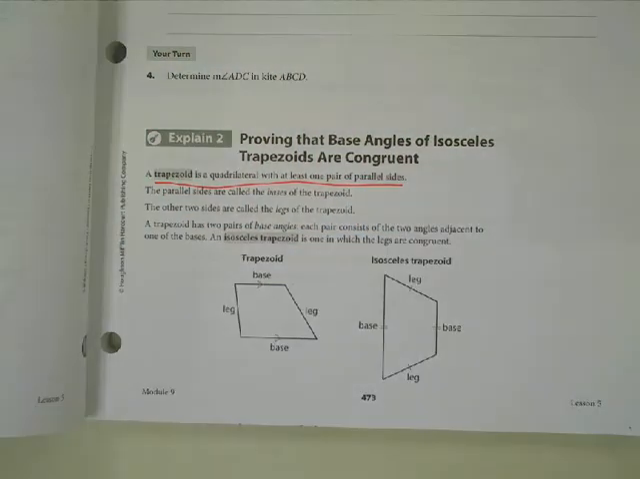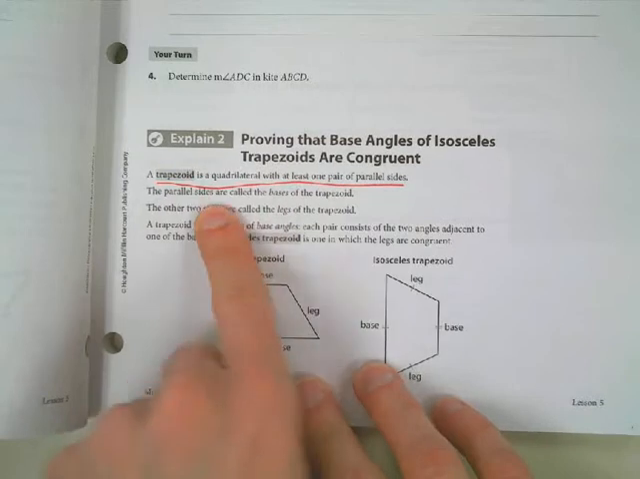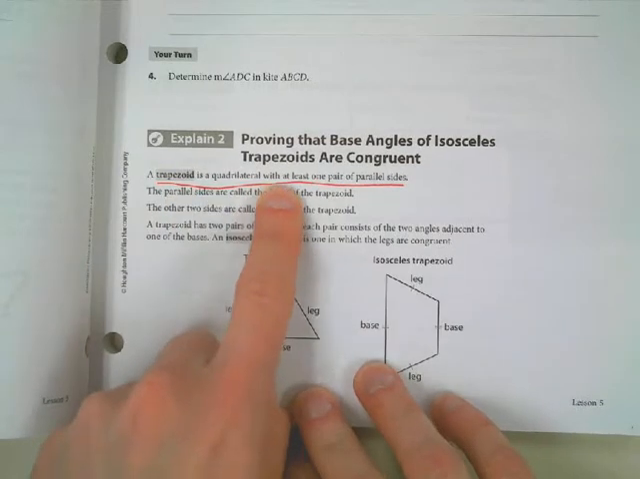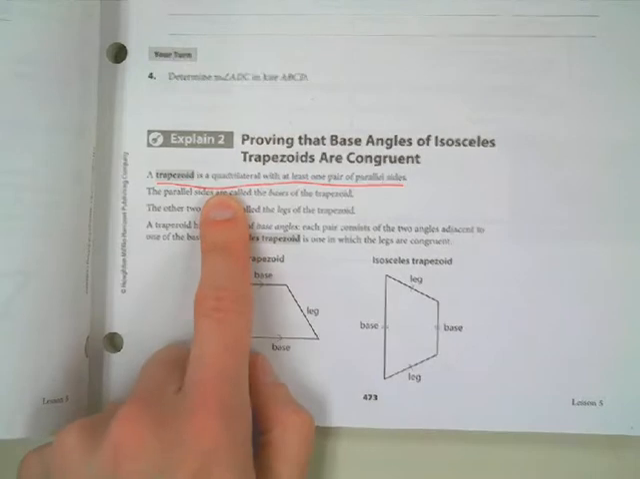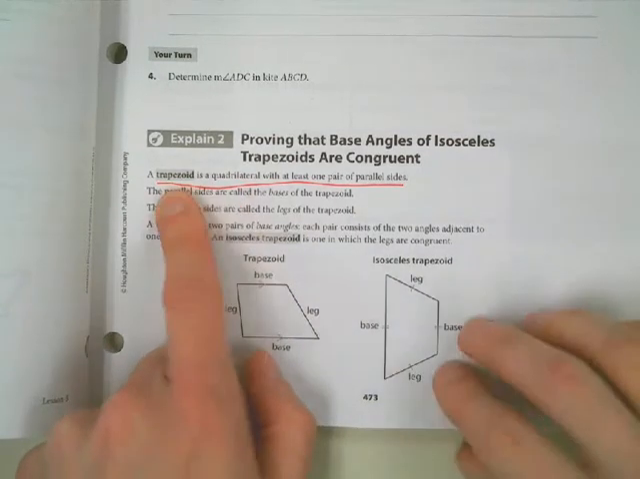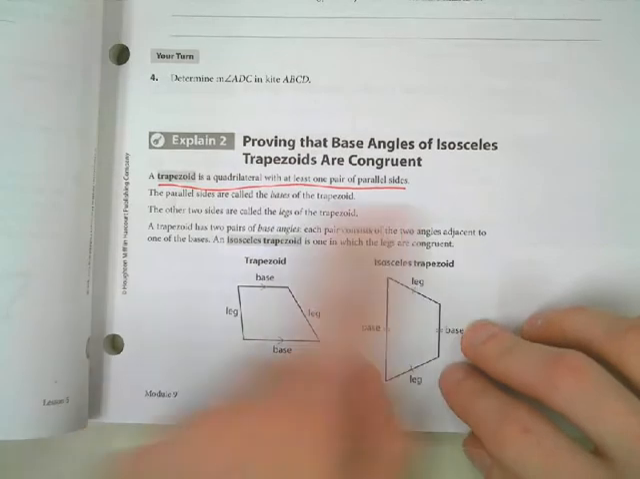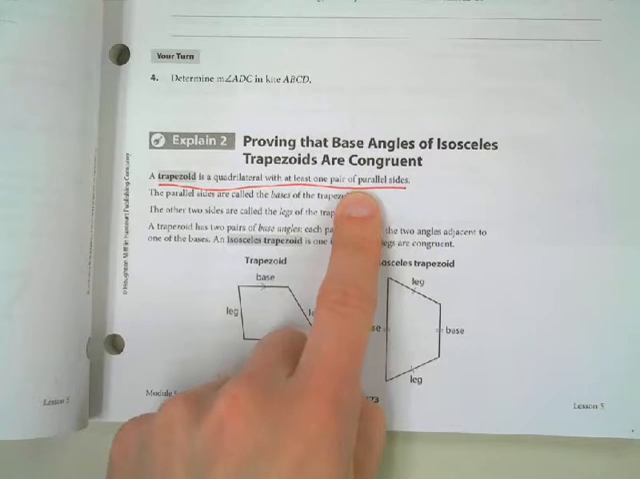I don't know if this is of any interest to you, but this is how messed up our book is. So here it says, a trapezoid is a quadrilateral with at least one pair of parallel sides. So according to this definition, is a parallelogram a trapezoid? Does a parallelogram have at least one pair of parallel sides? Yeah, it's got two, so that works. So according to this definition in the book, that means a parallelogram would also be a trapezoid.